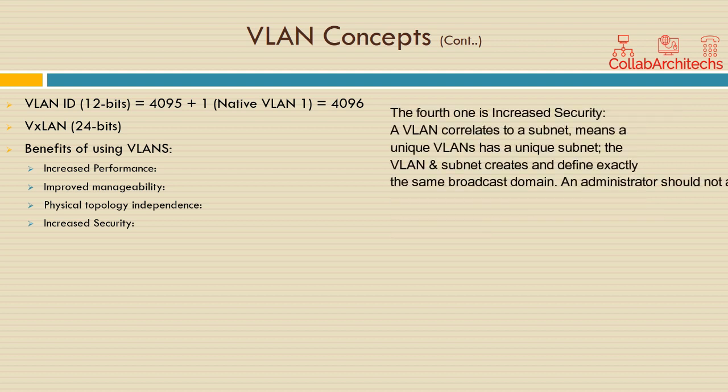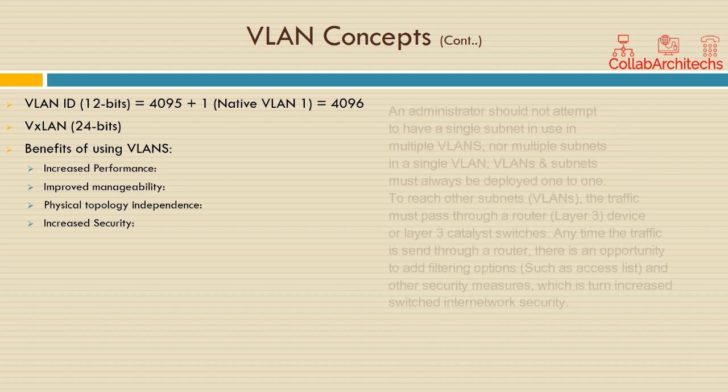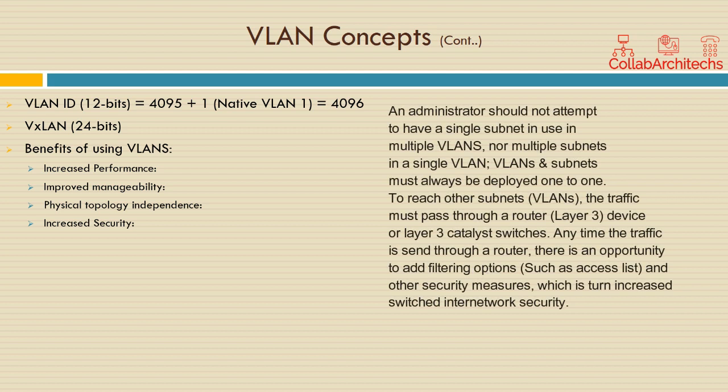The fourth one is increased security. A VLAN correlates to a subnet, meaning a unique VLAN has a unique subnet. The VLAN and subnet create and define exactly the same broadcast domain. An administrator should not attempt to have a single subnet used in multiple VLANs, nor multiple subnets in a single VLAN. VLANs and subnets must always be deployed one to one.